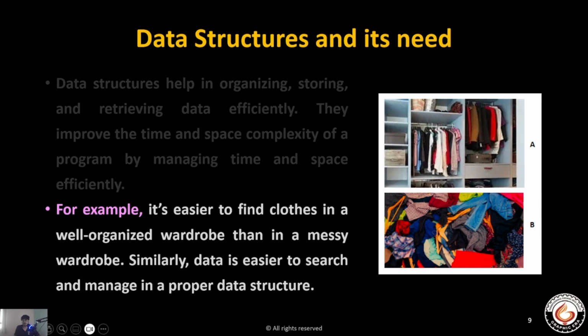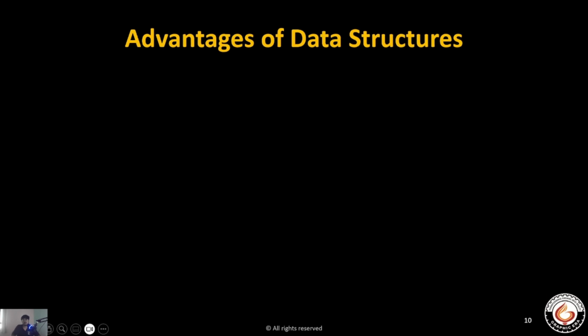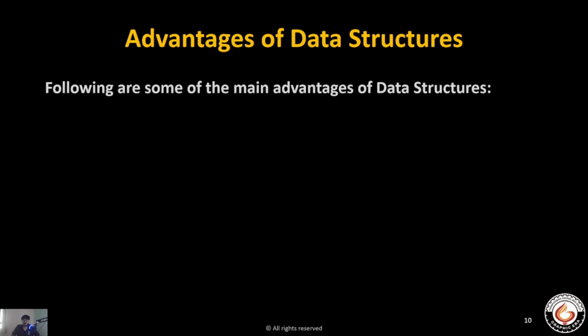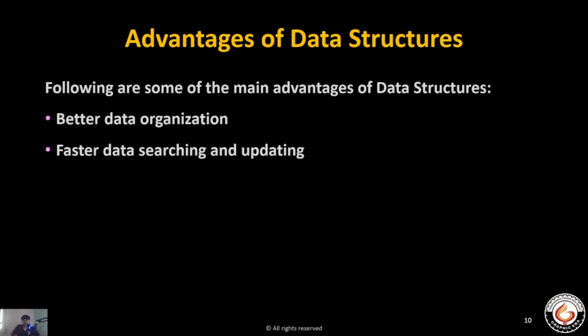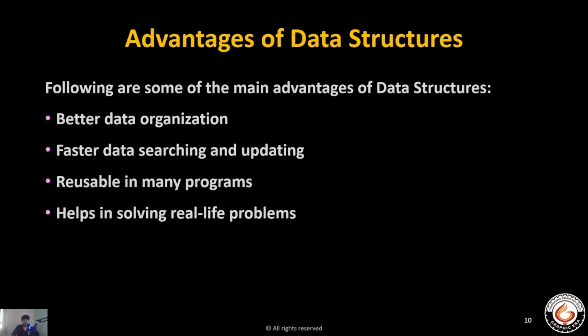Now we will learn about some advantages of data structures. First is better data organization, faster data searching and updating, reusable in many programs, help in solving real life problems, and it also saves memory and improves security.